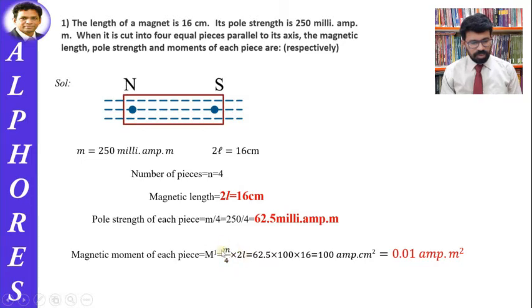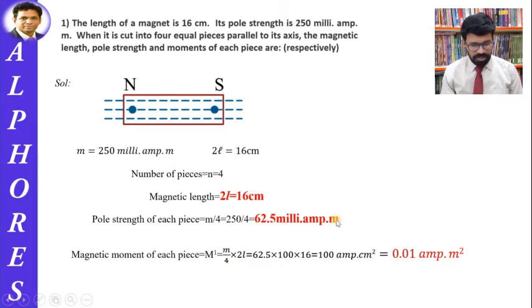So m by 4 into 2l. Each piece's pole strength is m by 4, and each piece's length is 2l. Here m by 4 has already been calculated, it's 62.5 milliamp meter. I have replaced it here, and 2l is 16 centimeters.